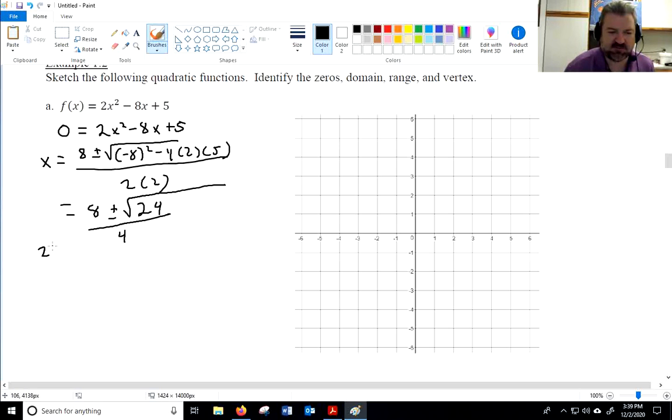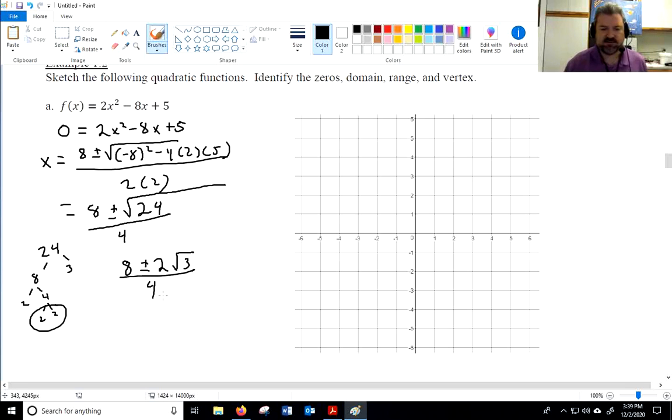Okay, so we can break down 24. That's 8 and 3, which is 2 and 4, which is 2 and 2. So we got a pair of 2's. So it's 8 plus or minus 2 root 3 all over 4. Now, I can actually reduce this a little bit, because I can reduce each one of these numbers by 2. That becomes a 4, a 1, and a 2. So as long as you can do all three of those numbers and don't touch this number in the radical, then we can say our zeros are 4 plus the square root of 3 over 2, 4 minus the square root of 3 over 2.